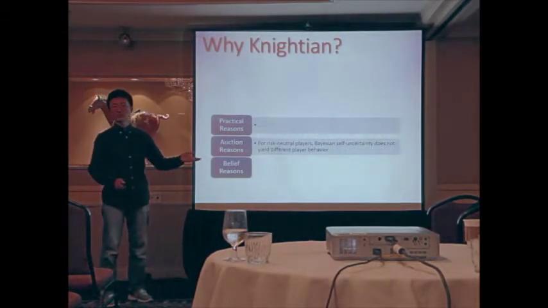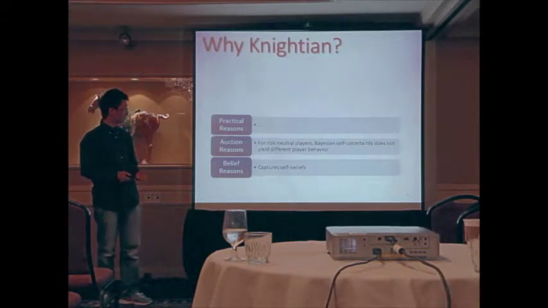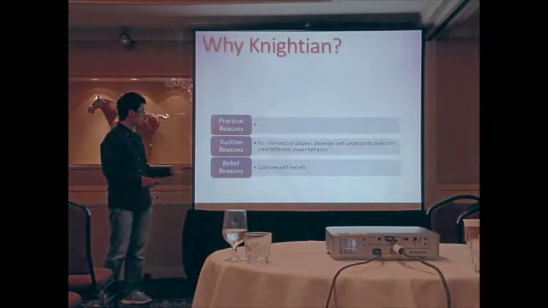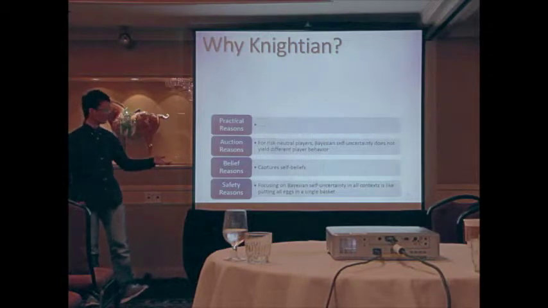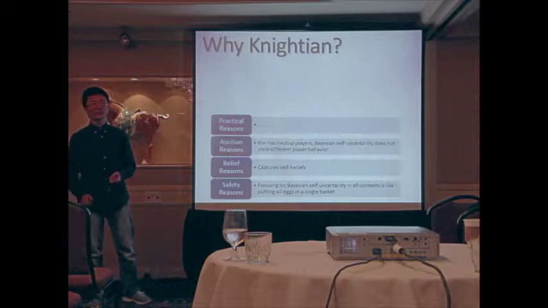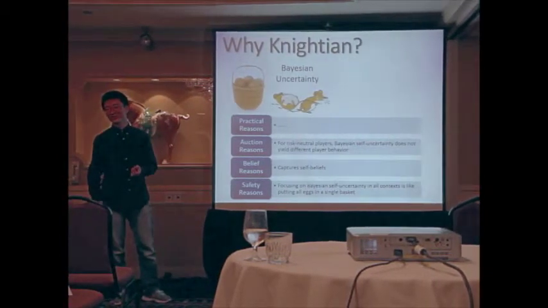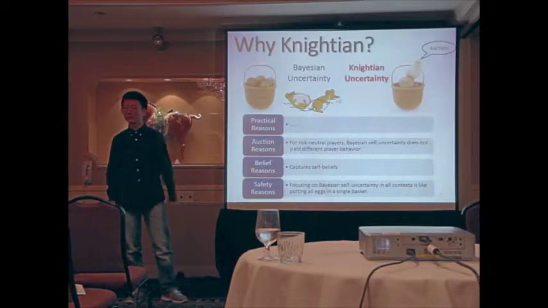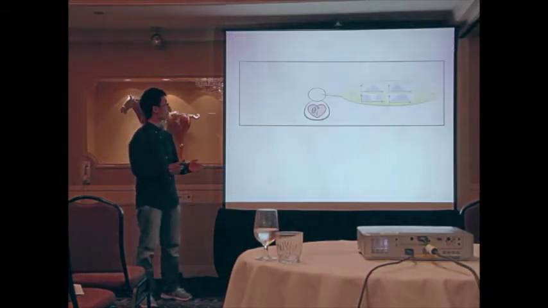Also, there are belief reasons. That is, Knightian self-uncertainty also allows us to capture the player's self-beliefs about his uncertainty. And perhaps the last but not the least, what I call the safety reason, I believe focusing on Bayesian self-uncertainty in all contexts is like putting all the eggs in a single basket. It may not be so safe to do that. So at least for auctions, I want to put this egg also in the Knightian basket. All right, so much for the motivation of the Knightian model.